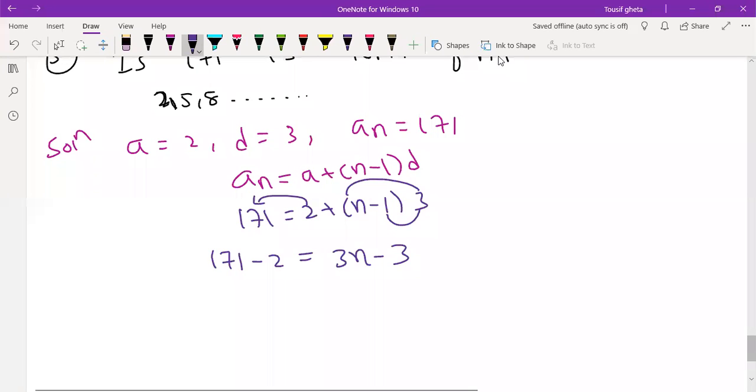This is only for 2 mark, Vaibhav, only 2 mark.